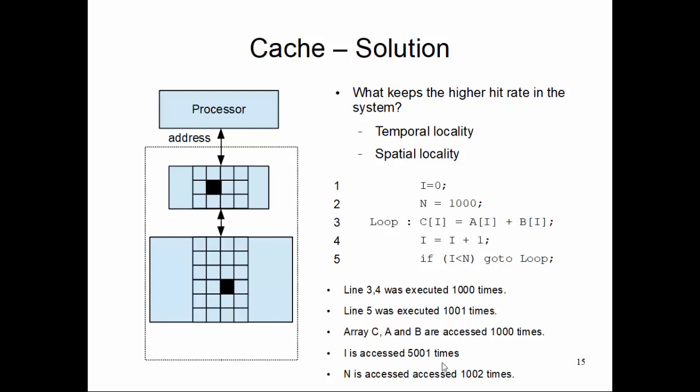So what I'm trying to show you here is that, except for this middle bullet point, arrays A, B, C accessed 1000 times, every other part is basically temporal locality, through which our cache hit rate is kept high. Whereas this middle point, arrays C, B, and A access, is covered by spatial locality, which keeps the hit rate high for the cache memory.